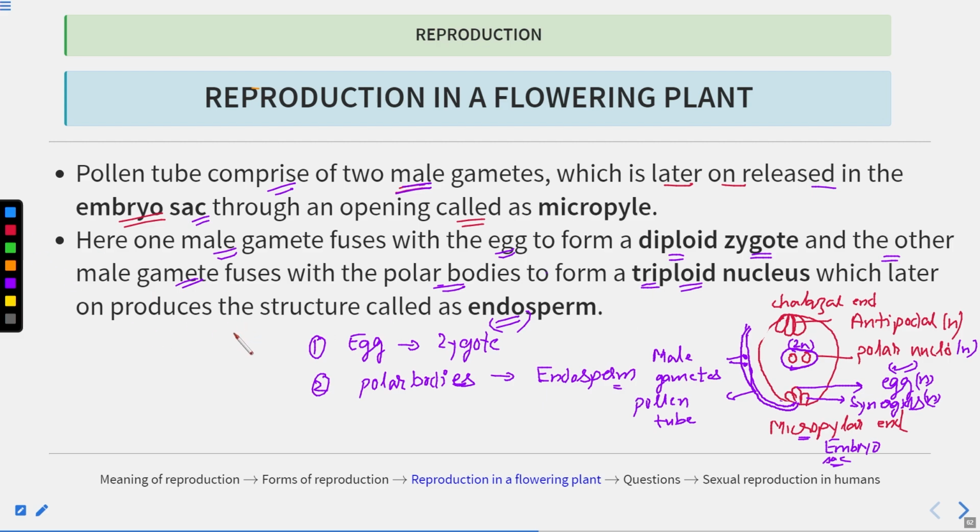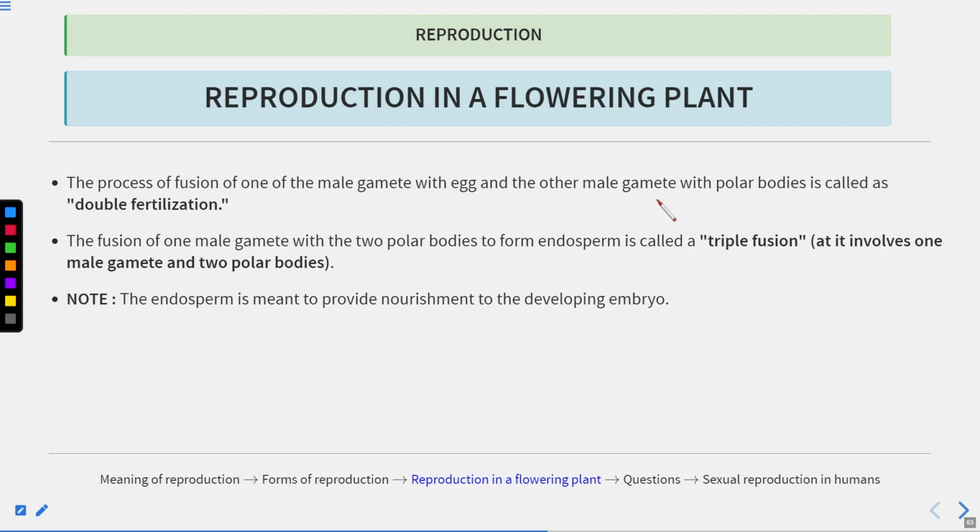Okay, so you can write here, there are two male gametes. One of the male gametes fuses with the egg cell, and the other male gamete will fuse with the polar bodies. Clear? Now this is known as double fertilization. Here the fusion of gametes is taking place twice. So the process of fusion of one male gamete with the egg cell and the other male gamete with the polar bodies is known as double fertilization.